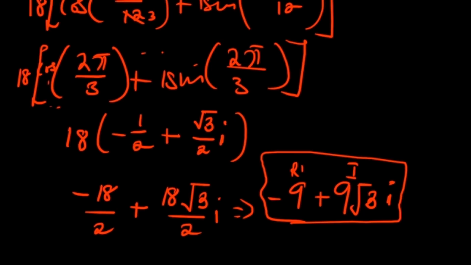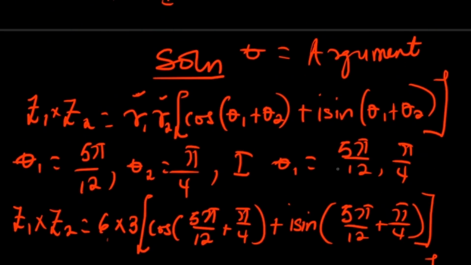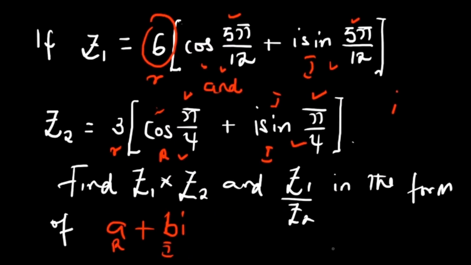Okay, now we can go ahead and solve the other one. You can see that this is already in the form of a plus bi. So we see a plus bi. This is the real part, and this is the imaginary part. All right, so let's go ahead and solve the other one, which is the division.